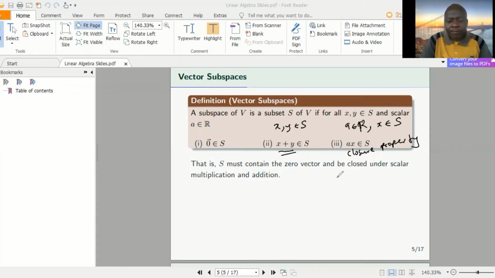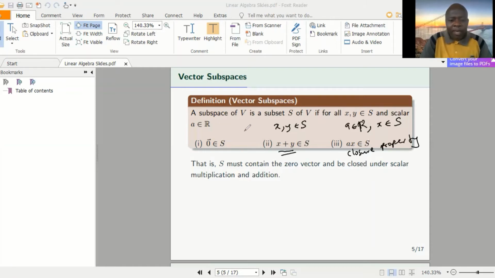S must be closed. Now, a vector subspace is just a vector space. That means, in fact, you may want to do it by showing that it fulfills all the 10 axioms we had when you were beginning. The 10 axioms fulfilled by a vector space must be fulfilled by a subspace.